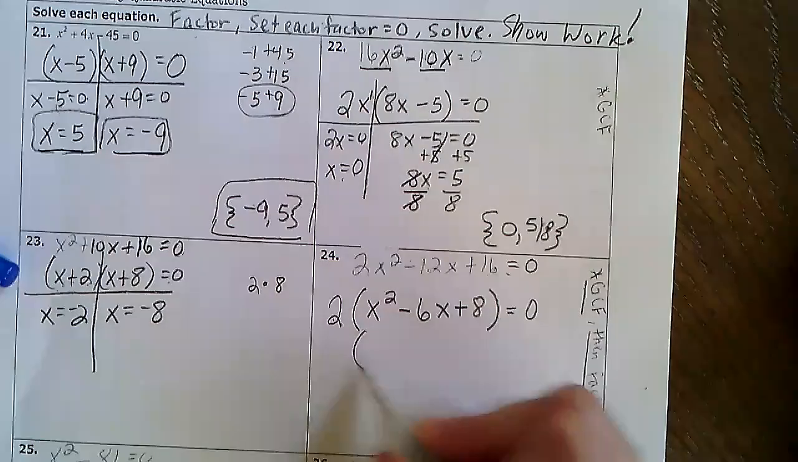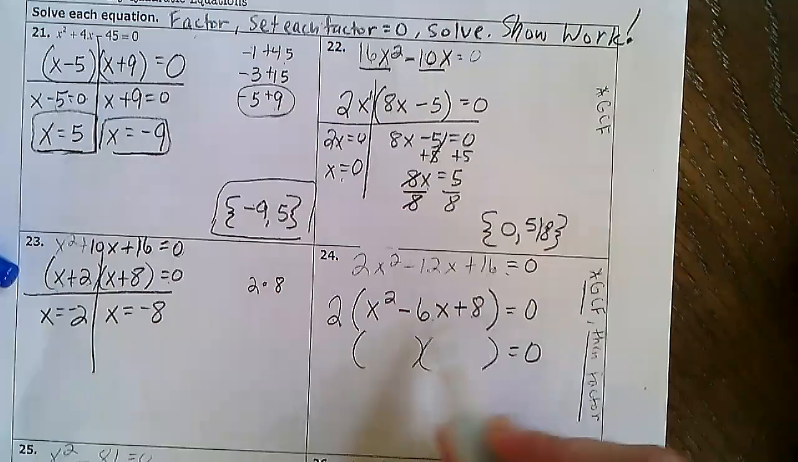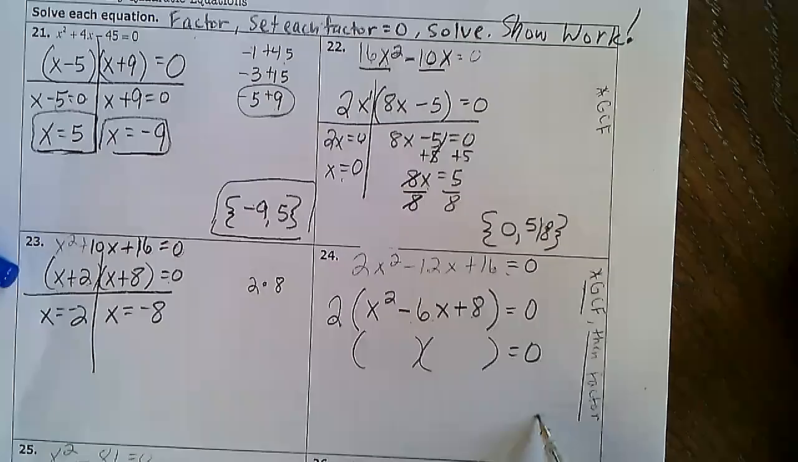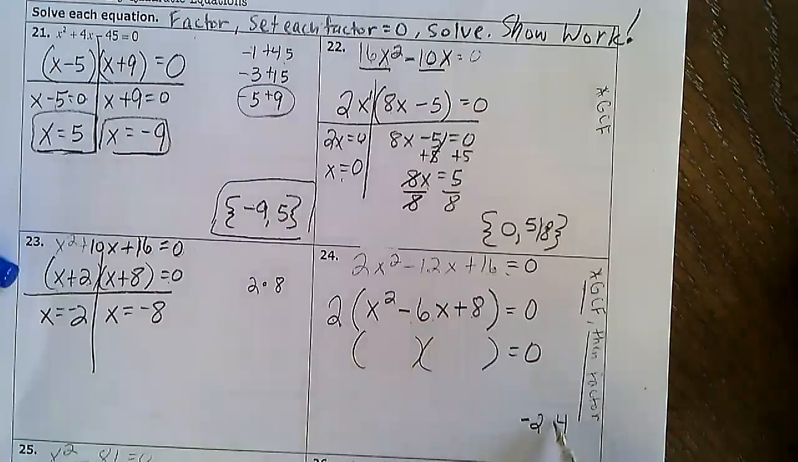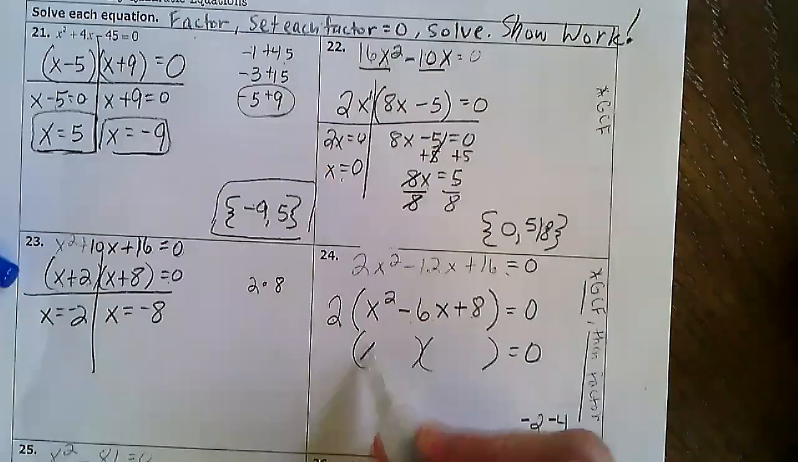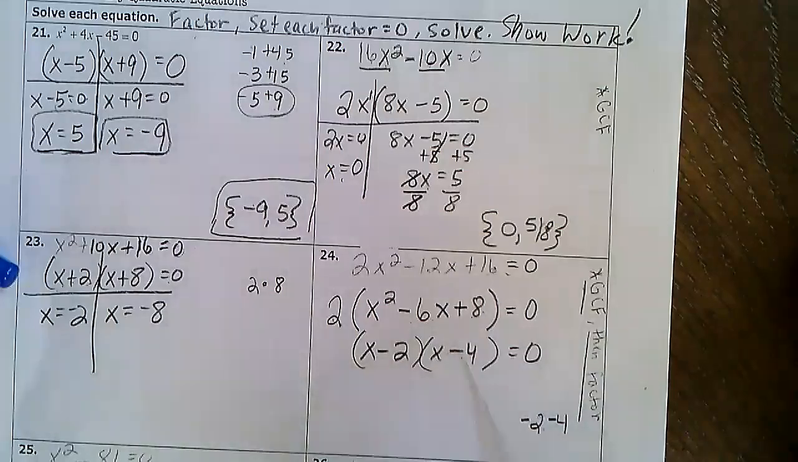All right, now I'm going to factor this. What multiplies to give me +8 and adds to give me -6? Well, 2 times 4 is 8, and 2 plus 4 is 6. Well, it had to be -6, so it had to be -2 and -4, because those multiply to give you +8 and add to give you -6.